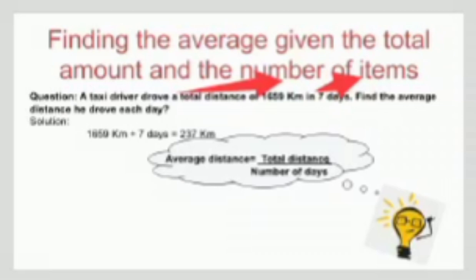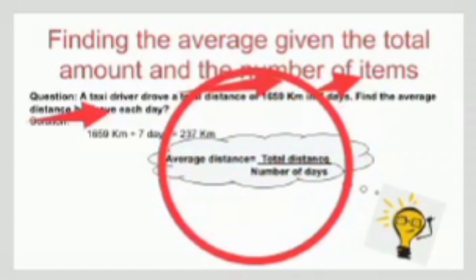Now you have to find the average distance he drove in one day. So a total amount is given and the number of days is given. Now you have to find only 1 day's distance that he has driven. So it is obvious that you will have to divide the total amount by 7 days. Then you will get the 1 day distance. The formula is average distance equals total distance divided by number of days.